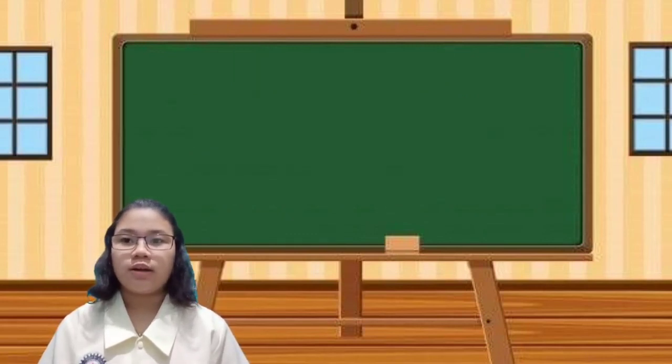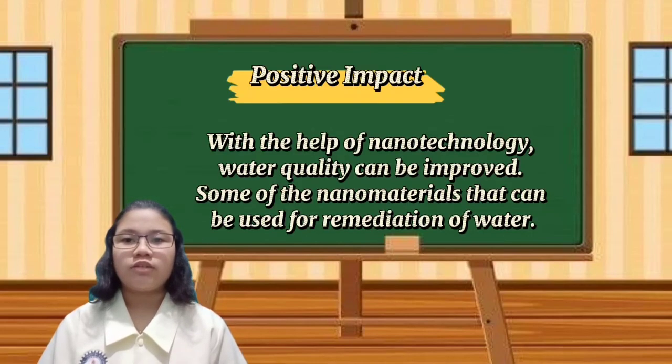So let's move on to the positive impact. With the help of nanotechnology, water quality can be improved. Some of the nanomaterials can be used for remediation of the water. Another new technology is known as nanofiltration, which can be used in water treatment in homes, offices, and industries. With the help of nanotechnology, toxic gases in the air can be cleaned. Nanotechnology provides a solution to clean contaminated water and prevent new pollution.